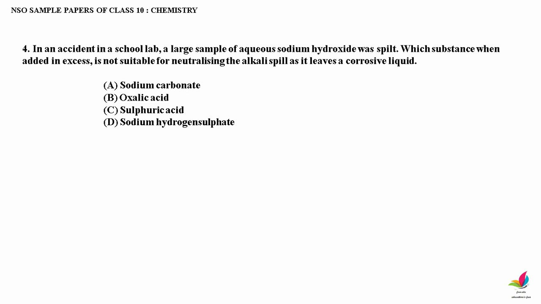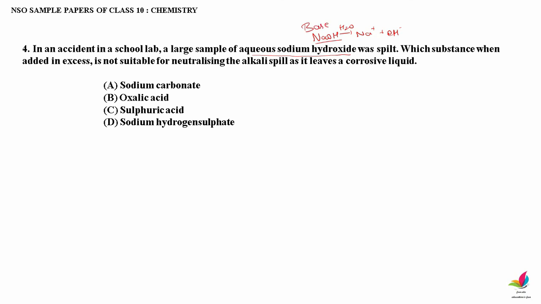So next, the fourth question, as you can see here: in an accident in a school lab, a large sample of aqueous sodium hydroxide was spilled. Which substance, when added in excess, is not suitable for neutralizing the alkali spill as it leaves a corrosive liquid? The first point is that aqueous sodium hydroxide was spilled. So what is sodium hydroxide? NaOH. In aqueous medium it gives Na+ and OH minus. Obviously it is a base.